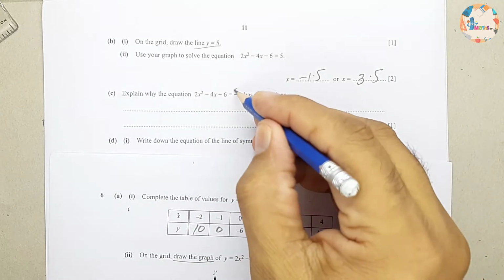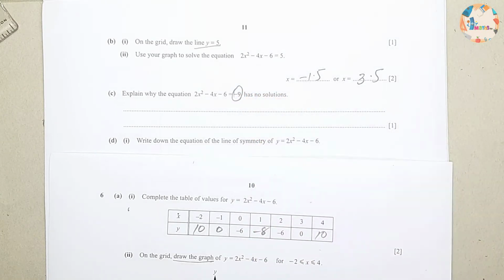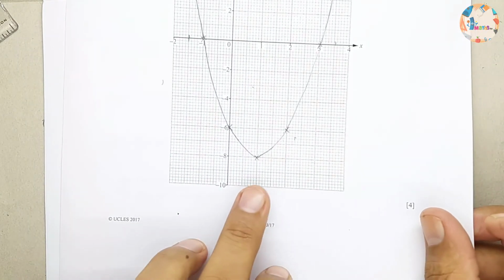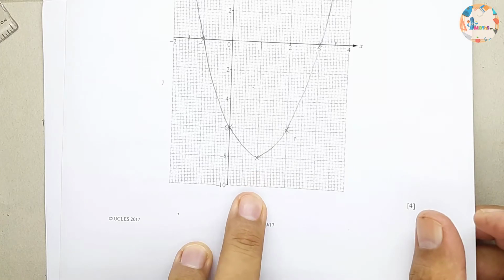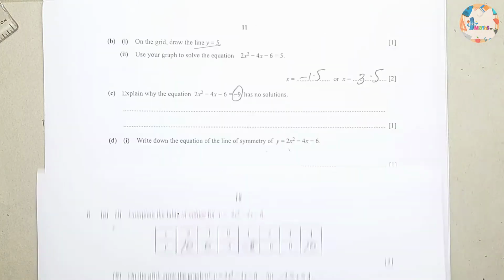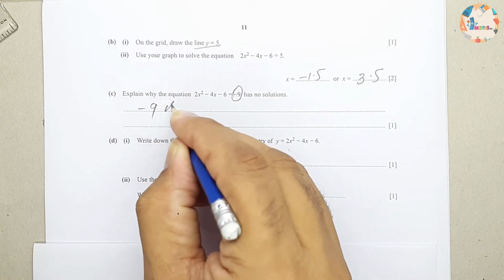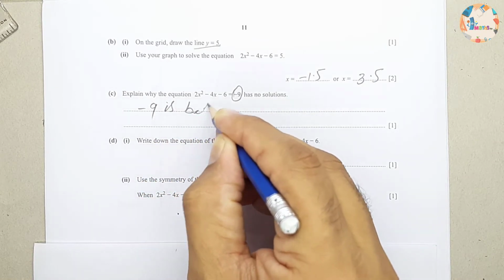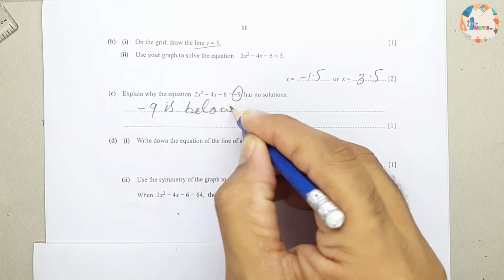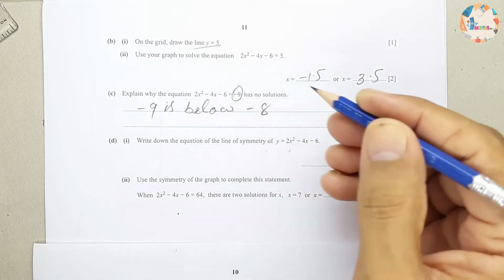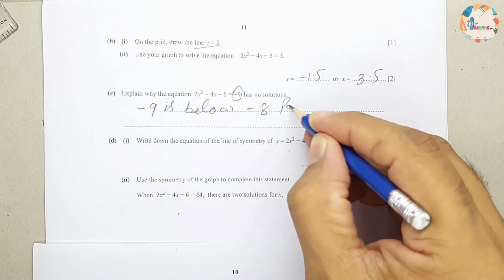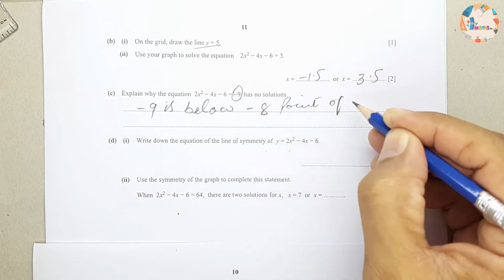Because this is saying this equation is equal to minus 9, and if we check our graph it is up to minus 8. So minus 9 will be below this one, so it will not be intersecting. So we'll write minus 9 is below minus 8 of the curve.